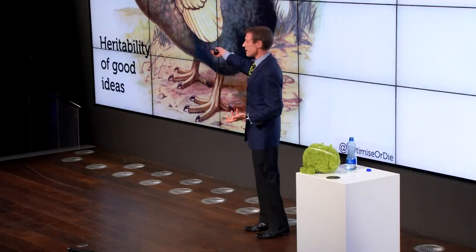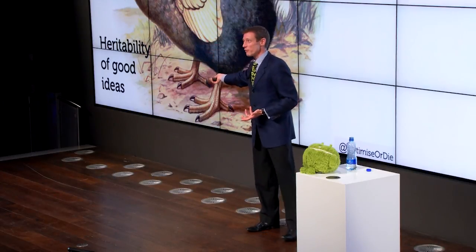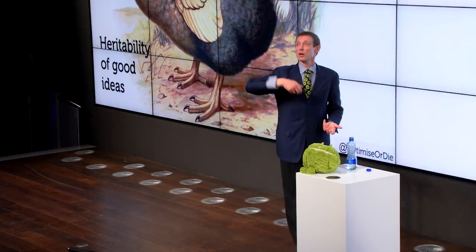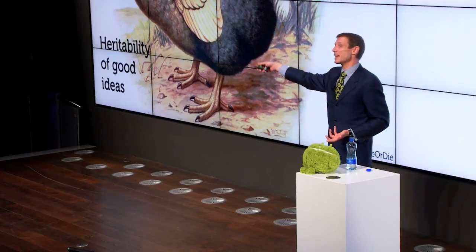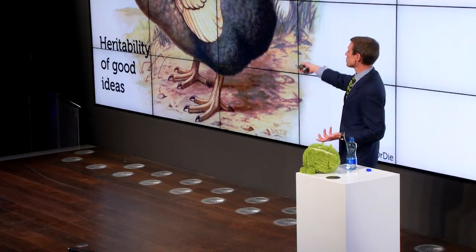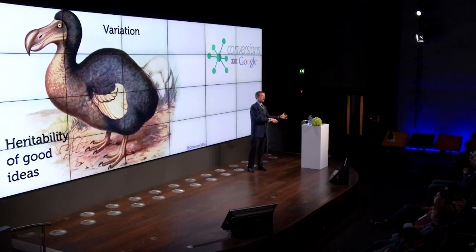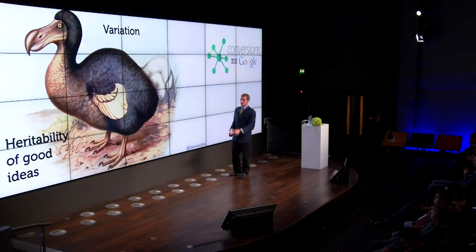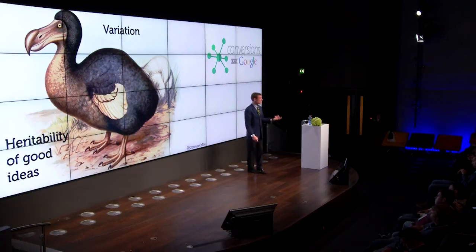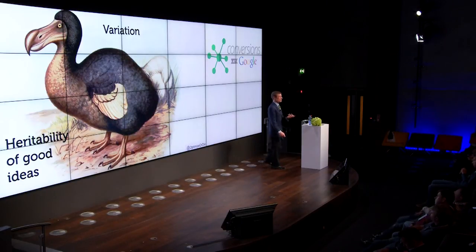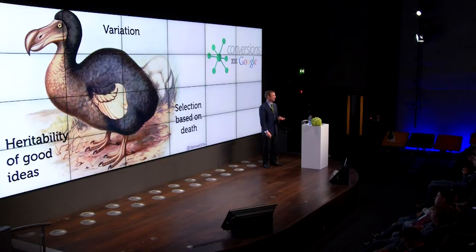But here's the other thing, heritability of good ideas, right? How many times have you seen your company do stupid things again and again, right? A/B testing allows you to say, don't do that again. I was really stupid, didn't work, okay? So it's about variation, heritability of good ideas. And this is what Darwin talked about. It wasn't really survival of the fittest. It was about these 3 things. And the best bit, and this is great for any marketing people here, is selection was based on death, right?